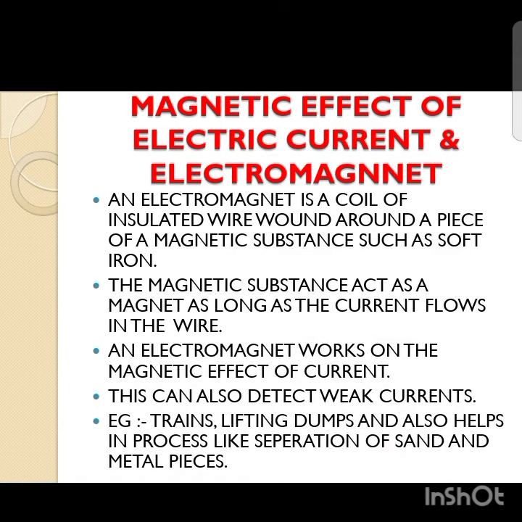Now the magnetic effect of electric current and electromagnet. An electromagnet is a coil of insulated wire wound around a piece of magnetic substance, such as soft iron. The magnetic substance acts as a magnet as long as the current flows in the wire. An electromagnet works on the magnetic effect of current. It can also detect weak currents. Examples include trains, lifting dumps, and helping in processes like separation of sand and metal pieces.